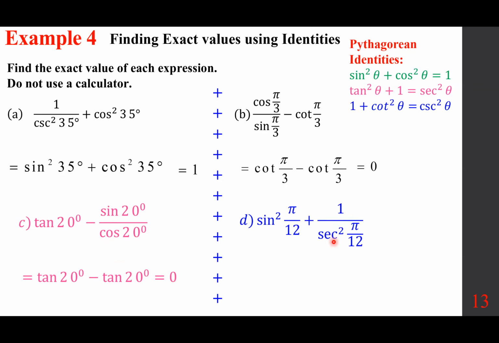Secant and cosine are reciprocals. So 1 over cosine is secant, 1 over secant is cosine. So this is cosine, and because this is squared, this is cosine squared. And sine squared plus cosine squared equals 1.